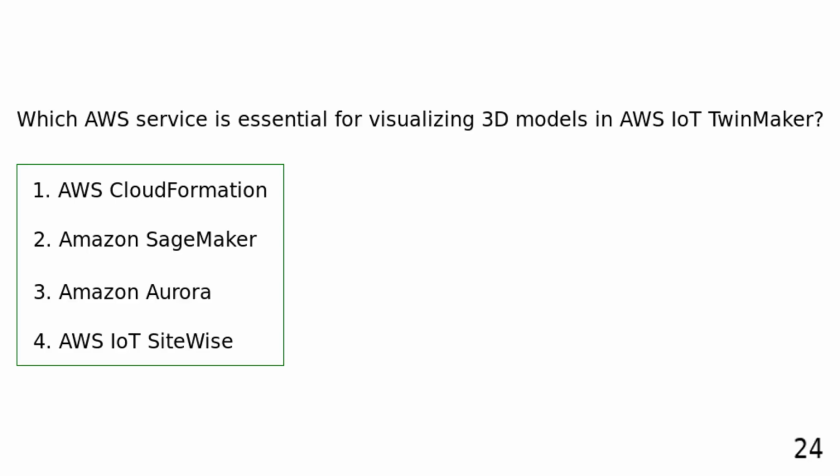Which AWS service is essential for visualizing 3D models in AWS IoT TwinMaker? AWS CloudFormation. Amazon SageMaker. Amazon Aurora. AWS IoT SiteWise.